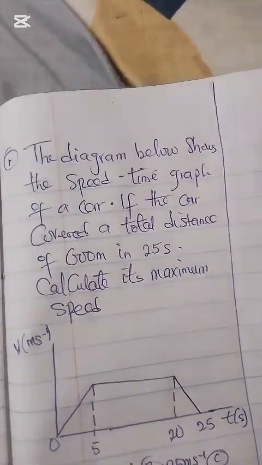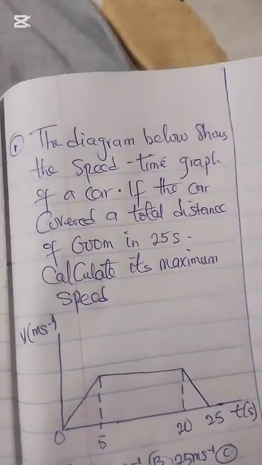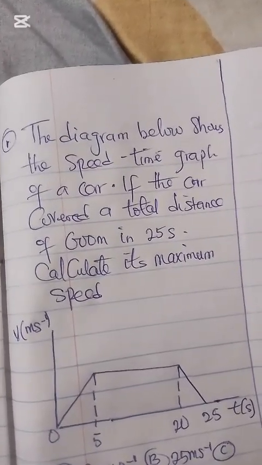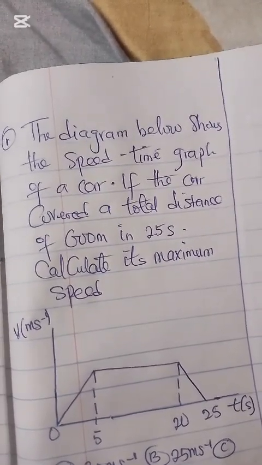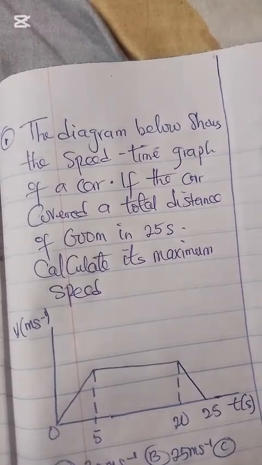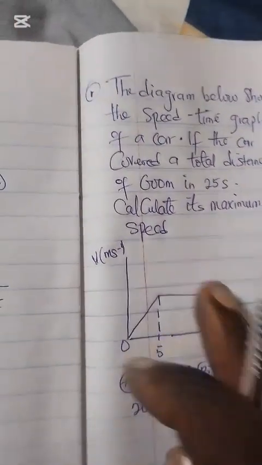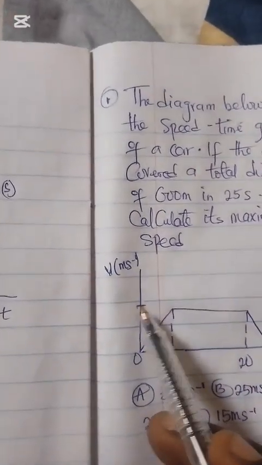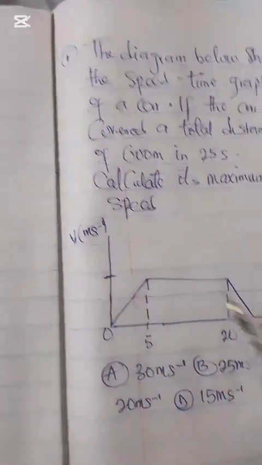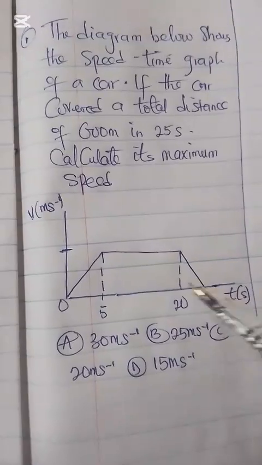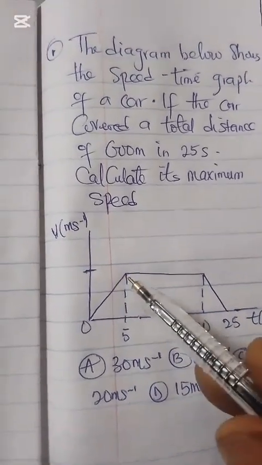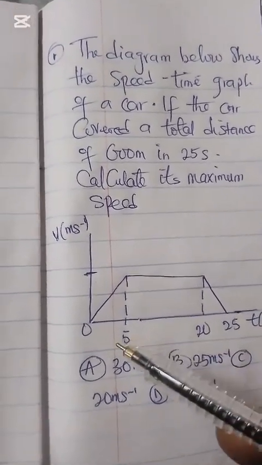The diagram below shows the speed time graph of a car. If the car covers a total distance of 600 meters in 5 seconds, calculate its maximum speed. If you look at the diagram, here we're supposed to have speed, that is speed or velocity here. But in the diagram, it wasn't given. So there's no speed here, and we are required to find the speed.